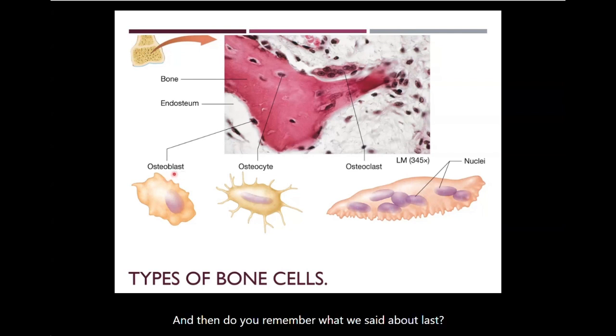And do you remember what we said about blast? Any term that has blast next to it means it makes more, right? It's a cell that makes more of that cell. It's going to synthesize or produce more of that cell. So osteoblast makes more bone cells, because osteo is for bone, and blast is for producing more cells, right? Osteoblast is to make more bone cells.